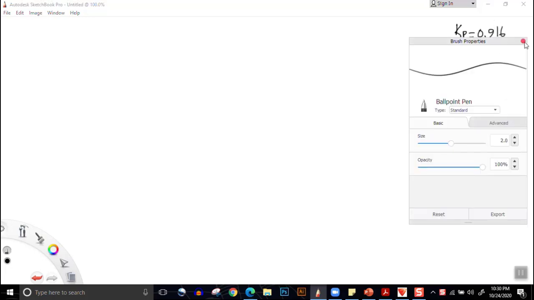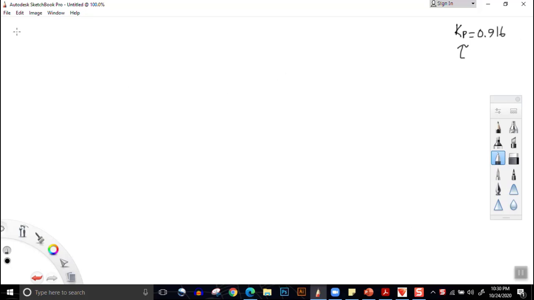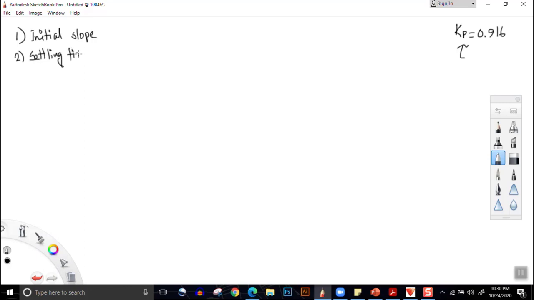So there are three methods of determining time constant. The first method is the initial slope method. The second method is the settling time method. And the third method is the 63% method. So we'll be learning all three methods. The initial slope method and settling time method are actually approximations, and the 63% method is the exact method.